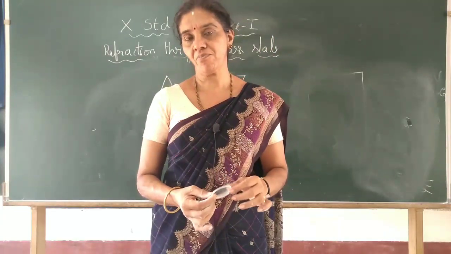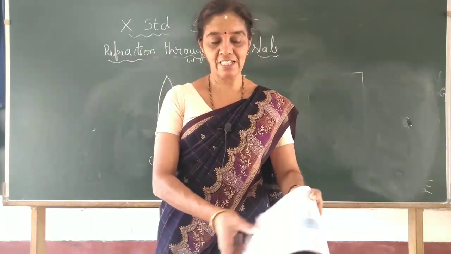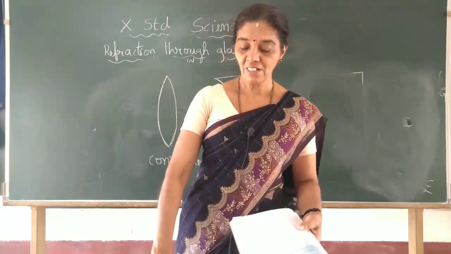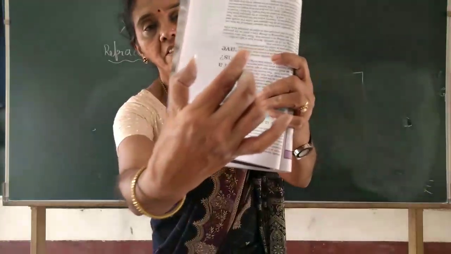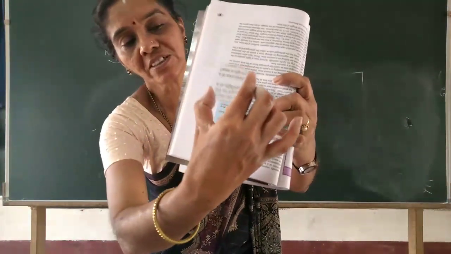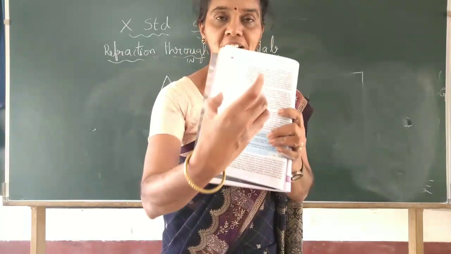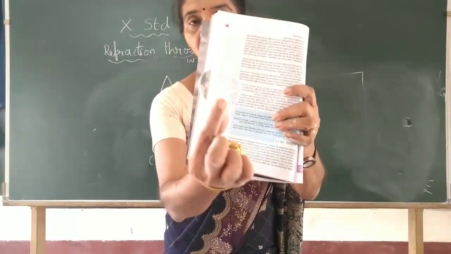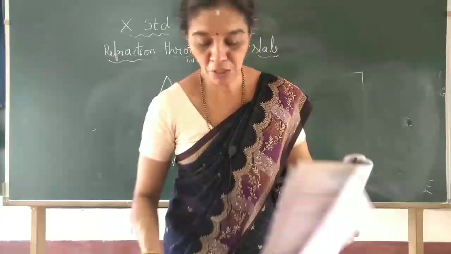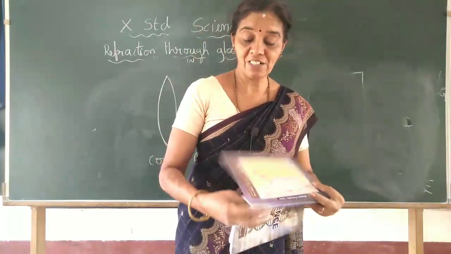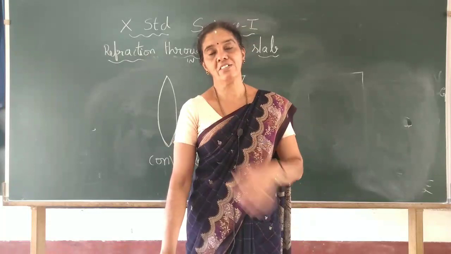Another way to find out whether it is a convex or concave lens: the convex lens is a magnifying glass. If you observe the writing in a book through it, it looks bigger. If you see through the concave lens, it appears to be smaller. Your parents may have glasses at home, which may be concave or convex lenses.